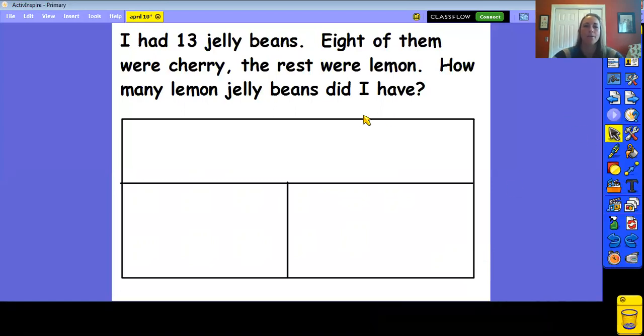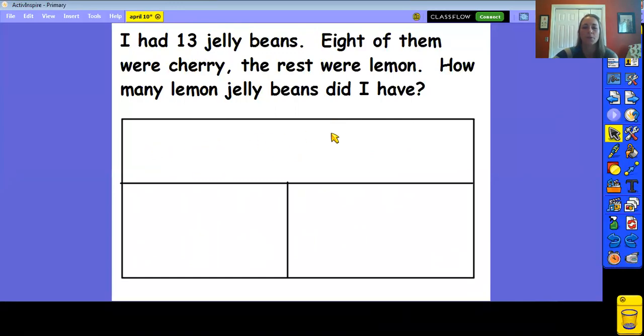All right, first thing we want to do is think about what information we have. We know that there were 13 jelly beans. That is our whole. 8 of them were cherry. So out of those 13 jelly beans, 8 of them were cherry. That is a part. The rest of them were lemon. How many lemon jelly beans did I have? So I want you to go ahead and give that a try.